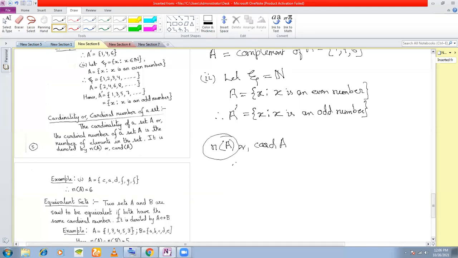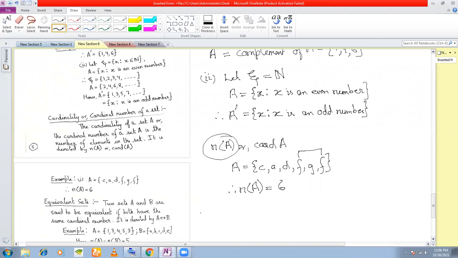So suppose I give you a set A. How many elements are there in the set? Although F is repeated twice, you see that there are in total 6 elements. Doesn't matter how many elements are repeated. So therefore, the cardinality of this set, or the cardinal number of this set, is 6, because there are 6 elements in the set.